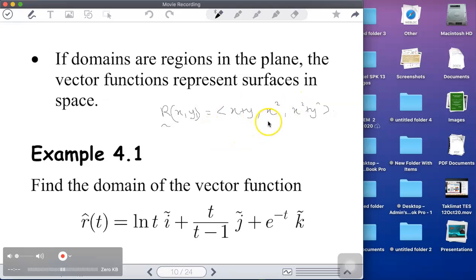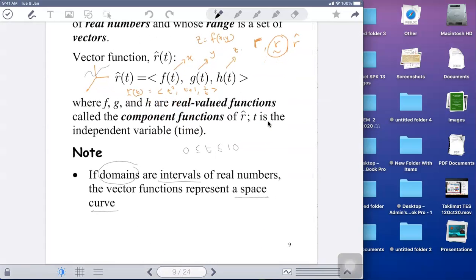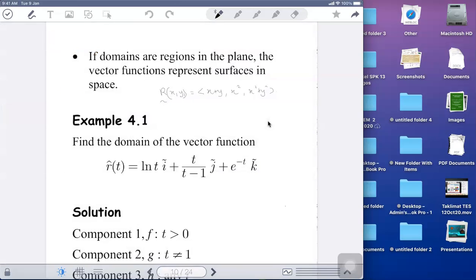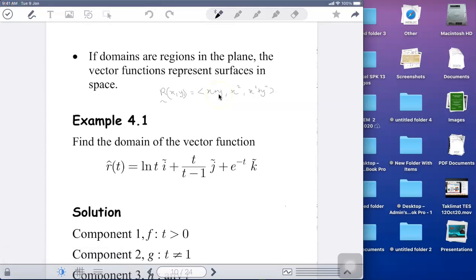So you must have a surface. Okay, the first one just now, if in terms of only an interval of t, you must have a curve in space. But if your function is in terms of x and y as variables, then the graph of the vector function is a surface.